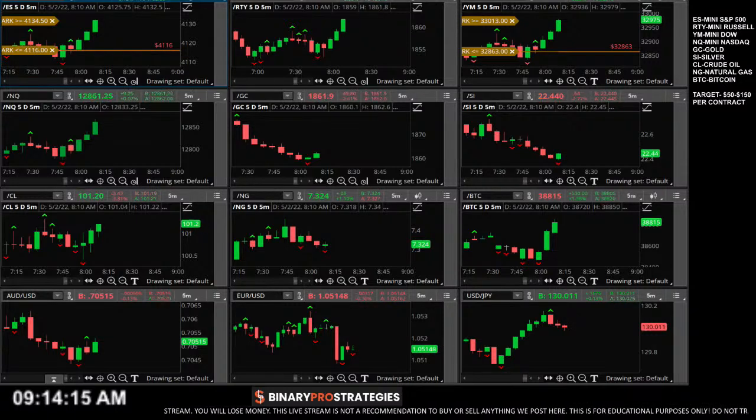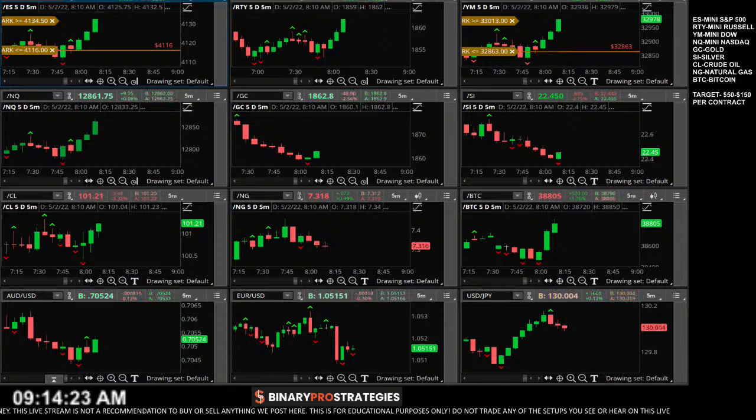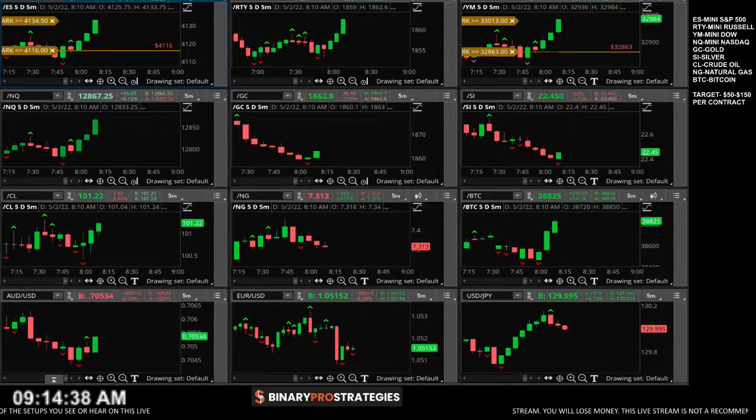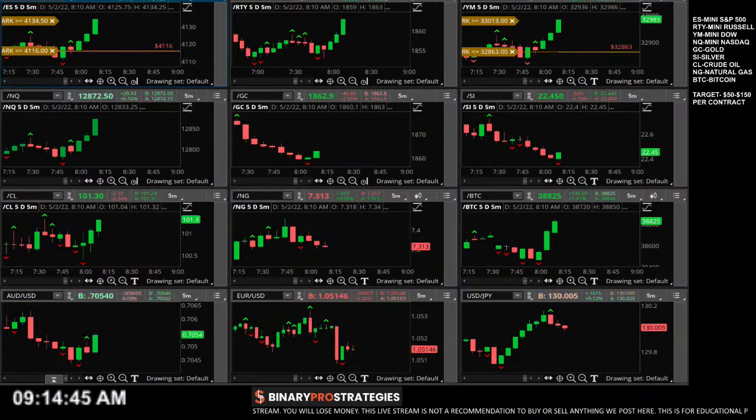For those who like to trade Bitcoin, Bitcoin is actually getting a buy in here. Bitcoin buy is going to come in if we hit the 390.25. I'll put that as a yellow line. We can watch that.